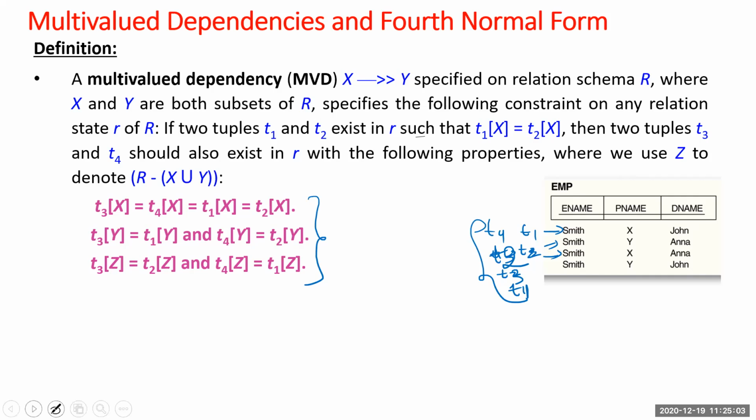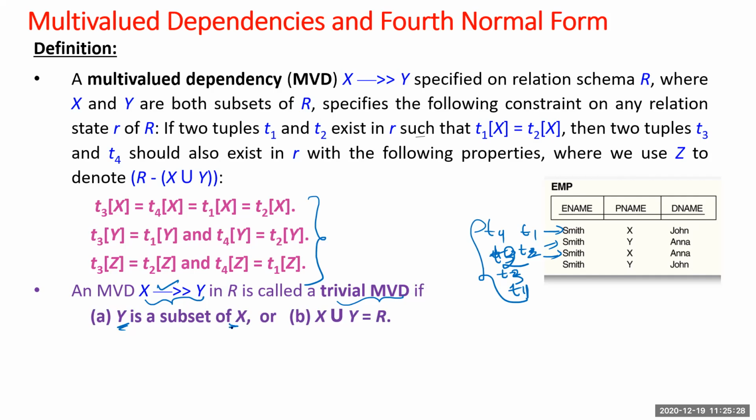Is it clear? So this is multivalued dependency. Now, a multivalued dependency is trivial, which is good, which you can accept, when Y is a subset of X, or X and Y union should be equal to R. If any of these two is satisfied, then I don't have to worry about those multivalued dependencies. Is it clear? When these two are not happening, then there is a problem.